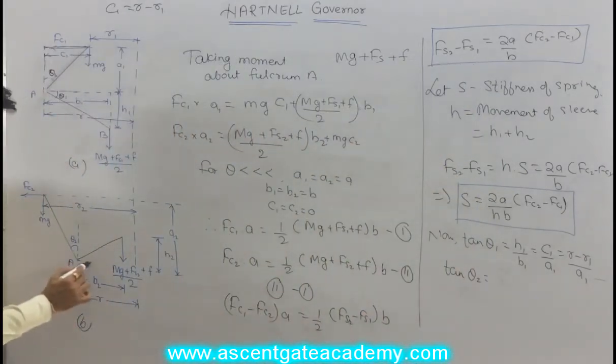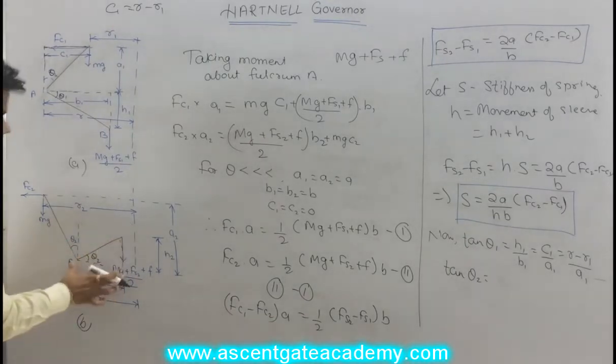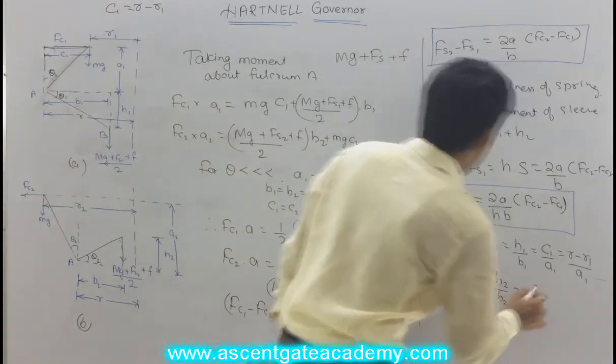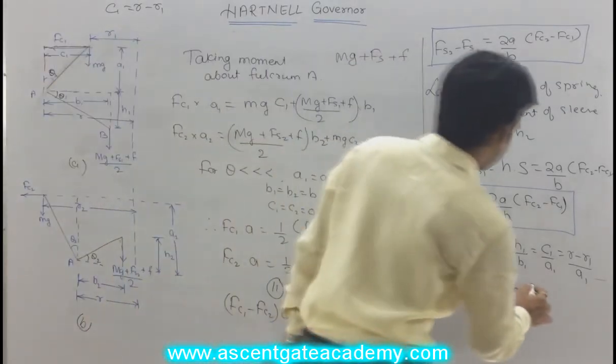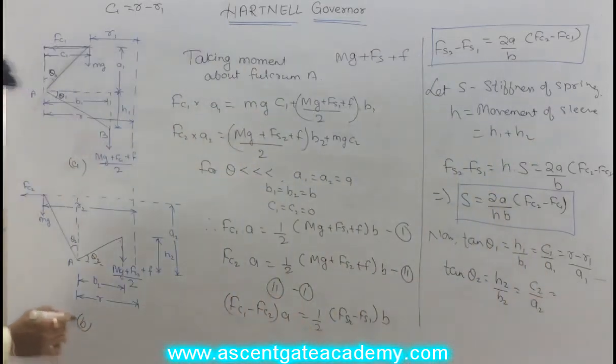This angle is theta 2. So this angle will be theta 2. Okay. So this tan theta 2 will be equal to what? h2 upon b2. So this is equal to h2 upon b2. And this can be further written as what? This is c2 upon a2. This can be further written as c2 by a2.